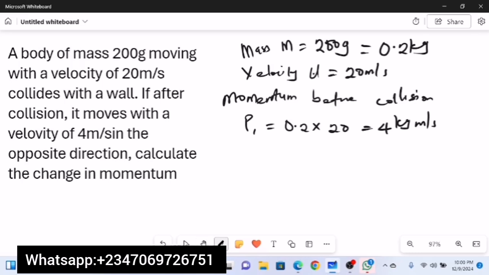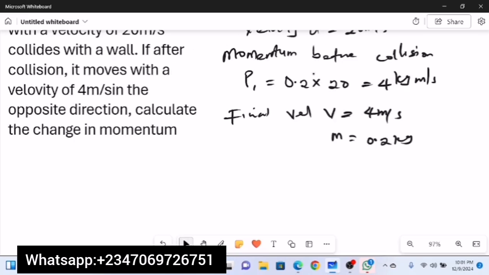Now if after collision it moves with a velocity of 4 meters per second in the opposite direction, the final velocity after collision, call that v, is equal to 4 meters per second. Not forgetting the mass remains the same. Mass is unchanged. Mass remains 0.2 kilograms.